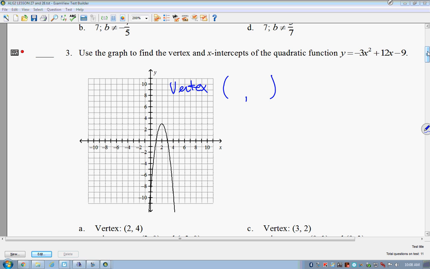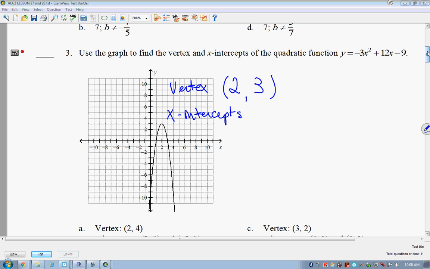What's the vertex? 2/3? I think I know what you mean, but that's not how we would say it. 2, 3. Yeah, 2/3 denotes a fraction, right? We don't want a fraction. All right, we want to know, what are the x-intercepts? Does it have 1 or 2?